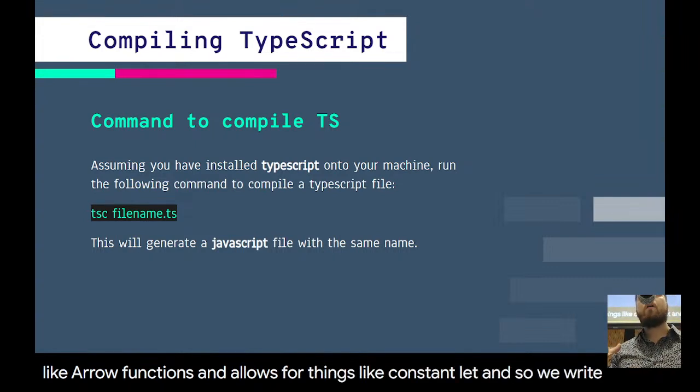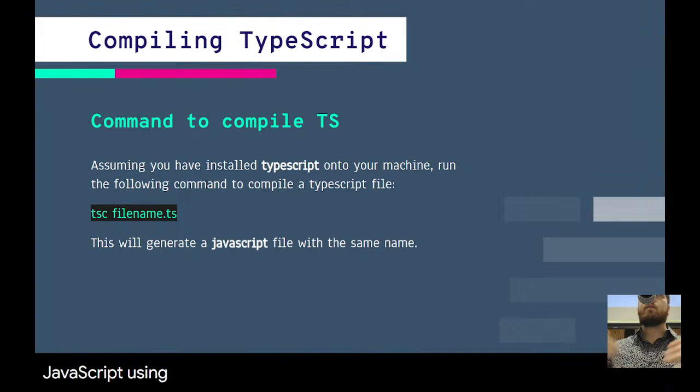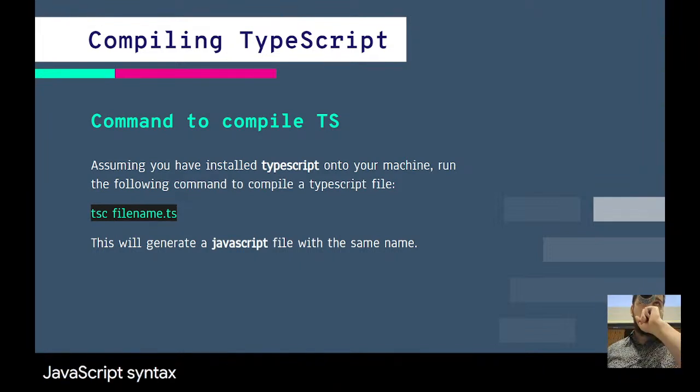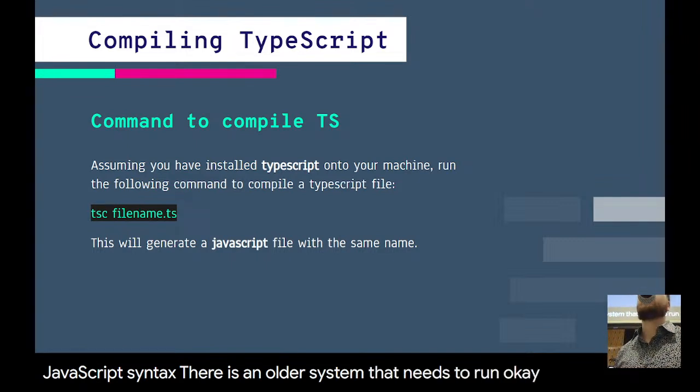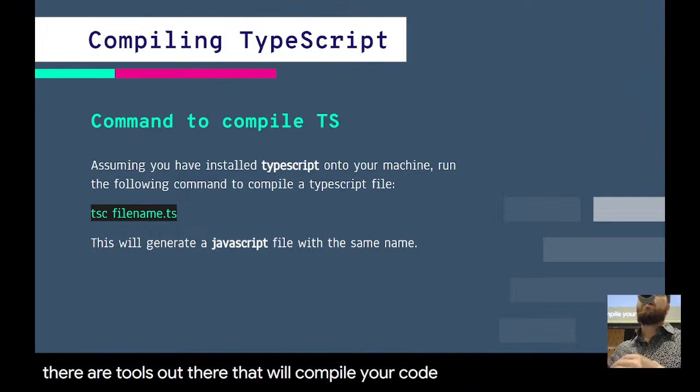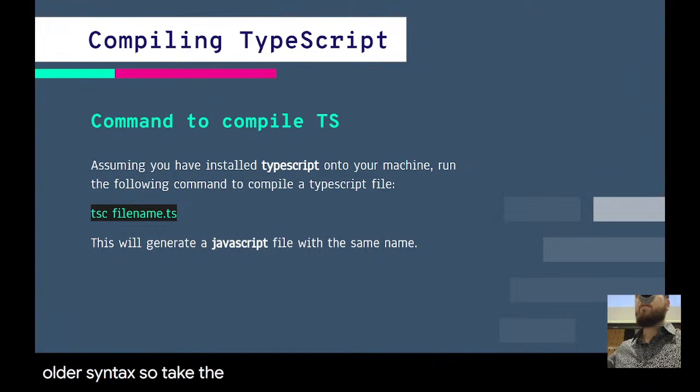And so we write our JavaScript using const and let and arrow functions and all the different fun things like the for in loop and the for of loops. Those are great. Those are newer JavaScript syntax. And so let's say hypothetically, there is an older system that needs to run your code. Well, there are tools out there that will compile your code so that it works with the older syntax. And so it'll take the for in loop and change it to just a for loop, and it'll figure that all out for us, do it automatically.